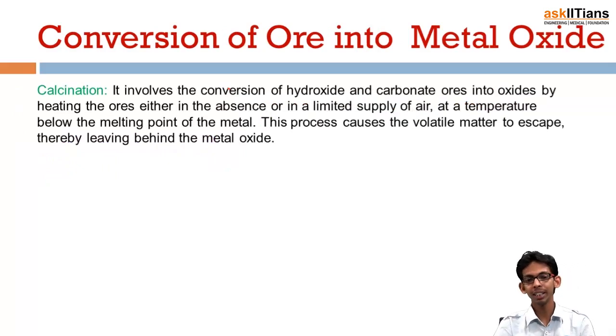And the first method is calcination. Calcination is the method of conversion of carbonate ores into oxide ore. We have discussed that if we have sulfide ore, we have to convert it into oxide, and if we have carbonate ore, again we convert it into oxide ore. So the method of conversion of carbonate ores into oxide ore is known as calcination, and this is done by heating the ore either in absence or in limited supply of air at a temperature below the melting point of the metal. This process causes volatile matter to escape, thereby leaving behind metal oxide.